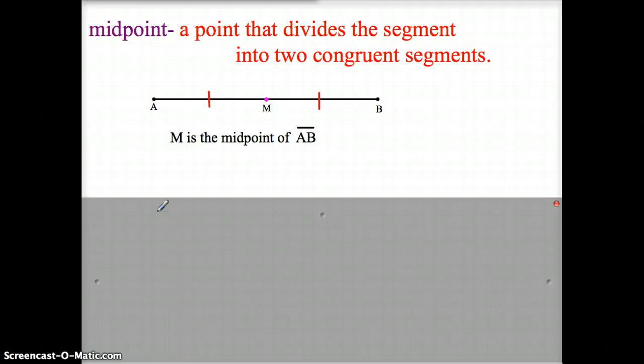Our next term, midpoint. A midpoint is a point that divides the segment into two congruent segments. So midpoint just means the middle. Between A and B, M is the midpoint when AM is the same length as MB. And that's what these little symbols here mean. These little symbols say that these two spots are the same length.